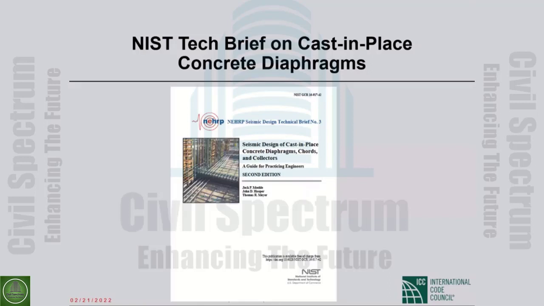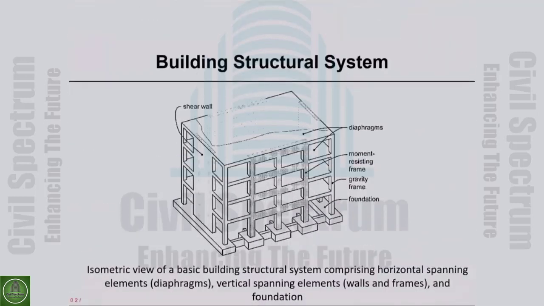ACI 318 now has a whole Chapter 12, relatively new, on essentially non-seismic design of diaphragms. Seismic design is in the seismic Chapter 18, in one subsection. The provisions of Chapter 12 of ACI 318 were largely derived from this publication. Okay, so this is something I did want to bring to your attention.